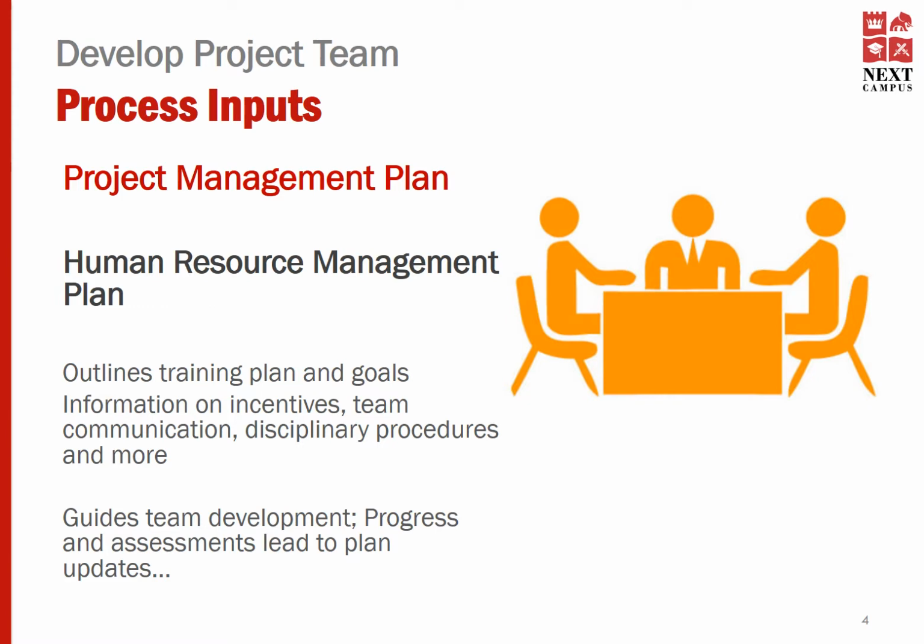Under the project management plan, what matters for the development of the project team is the human resource management plan. It outlines the training plan and the goals, information on incentives, team communication, disciplinary procedures, and more. It guides team development, and progress and assessments lead to plan updates. It's one of the crucial documents for you to develop your project team.